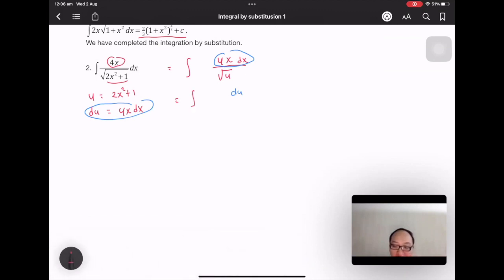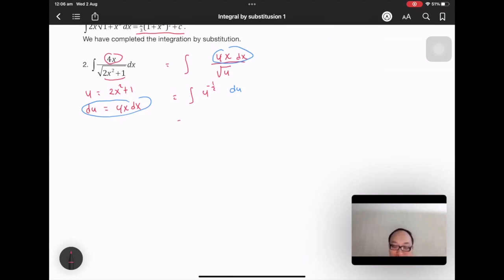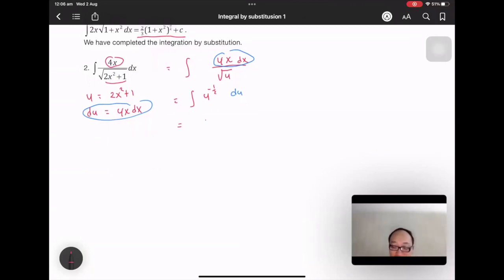Integral u to the power of negative half du. So this is the power rule, and then we just integrate it using the power rule. So u to the power of half, times 1 over 1 over 2, plus c. So 2u to the half plus c. Or this is 2 times 2x squared plus 1 to the power of half plus c. This is the final answer.